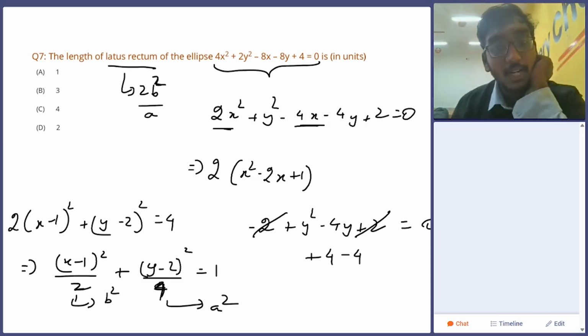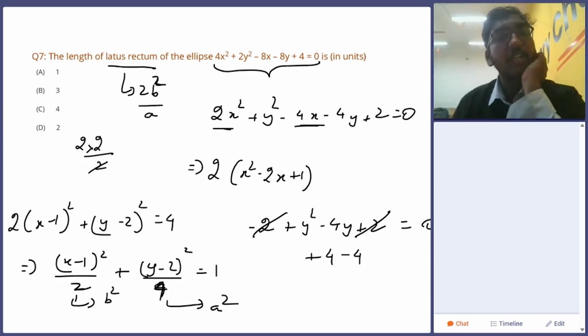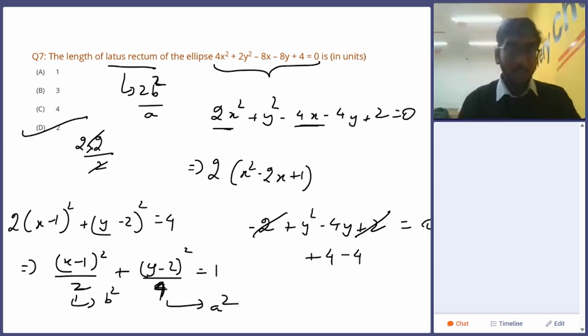It will be 2b square divided by a, that will be 2 times 2 divided by, what is a? A square is 4, that means a will be 2. So the length of the latus rectum will be 2.